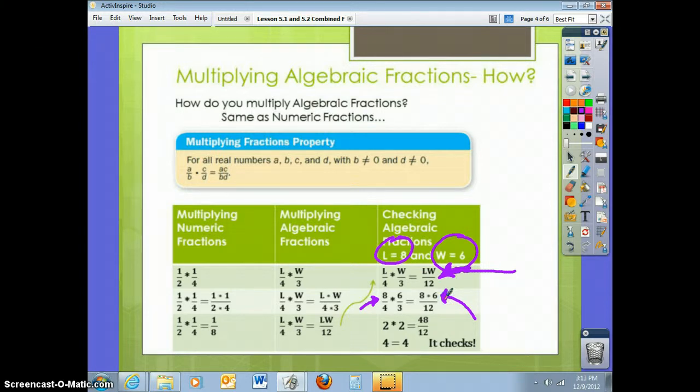So it becomes 8 over 4 times 6 over 3 equals 8 times 6 over 12. Well, 8 over 4 obviously is 2, and 6 over 3 is obviously 2. 8 times 6 is obviously 48, and the denominator there is 12. So 2 times 2 is 4, and 48 divided by 12 is 4. So we checked it, and yeah, we didn't mess up anywhere.